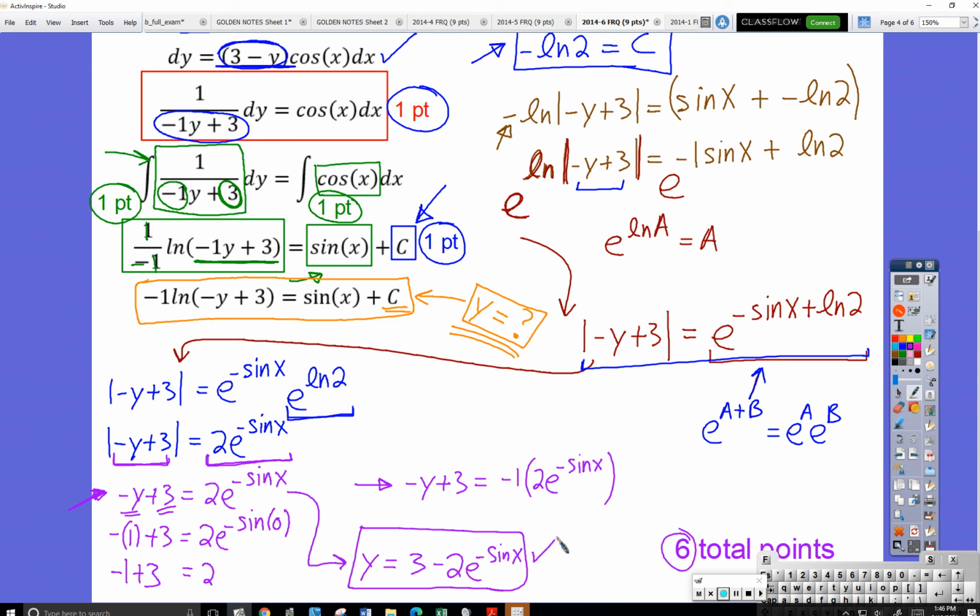If I tried to find the solution here, it would not have worked, because putting a 0 in for x, I would get 2 times -1. That's not going to equal +2. So this was the wrong answer. This is the right answer, 6 total points.